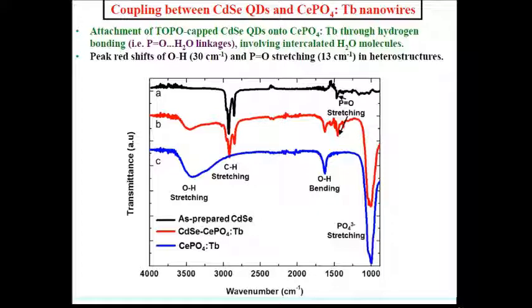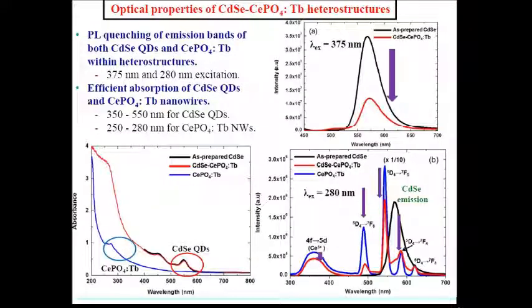But the main point of why I want to show you this is that this structural formation has, again, implications for the properties of the overall material. So what I mean by this is that when I look at my quantum dot absorption profile, under illumination of 375 nanometers, whether I'm looking at my quantum dot or my terbium, and also my phosphate, cerium, and also my terbium type of emissions, all of these emissions basically go down. They all quench upon formation of my heterostructure.